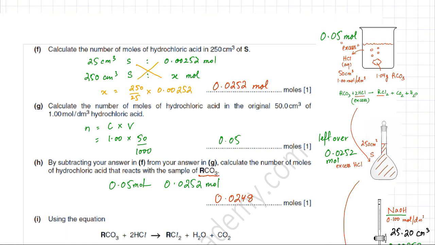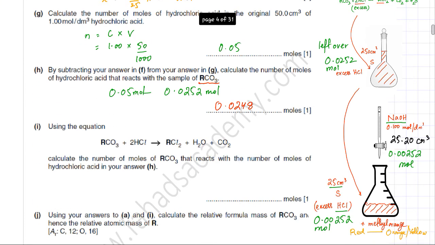So what I'm going to do is on my sketch over here, I'm going to cut out 0.05 because that's not actually reacting. So I'm going to write 0.0248 moles instead, because 0.05 moles was in excess. They were not reacting because 0.0252 moles were left over at the end of the reaction. So the amount of HCl that's actually taking part in this first reaction with RCO3 is 0.0248 moles.